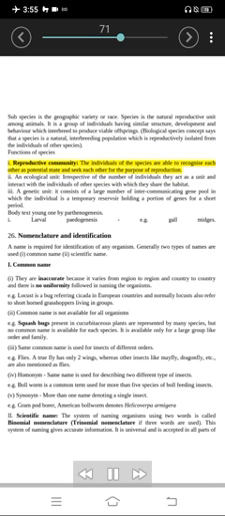Functions of species. I. Reproductive community. The individuals of the species are able to recognize each other as potential mates and seek each other for the purpose of reproduction. II. An ecological unit. Irrespective of the number of individuals, they act as a unit and interact with the individuals of other species with which they share the habitat. III. A genetic unit. It consists of a large number of intercommunicating gene pool in which the individual is a temporary reservoir holding a portion of genes for a short period.